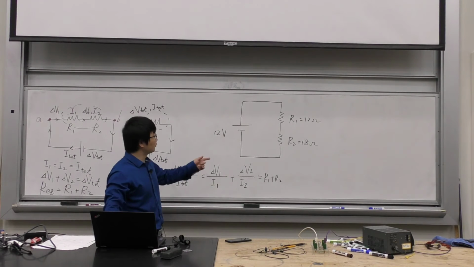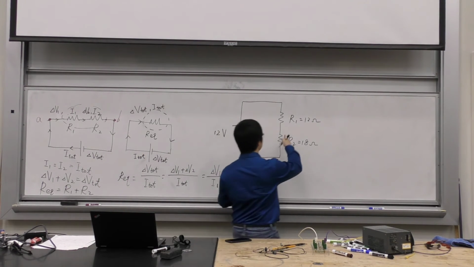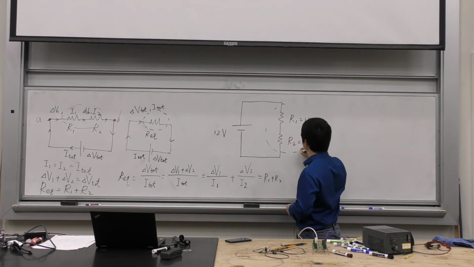So this is obviously a series circuit, right? You see these two guys, they're connected one after the other. There's only one path connecting them. The path doesn't split. So this is a series, if I only look at these two guys.